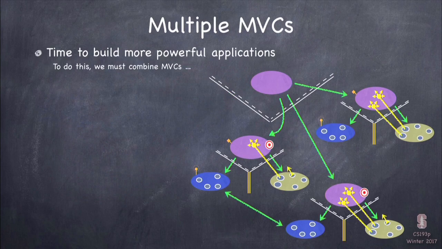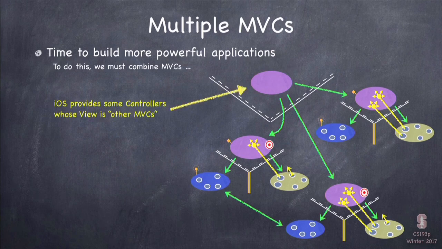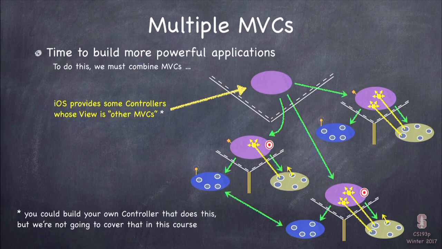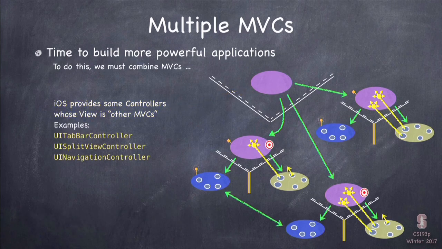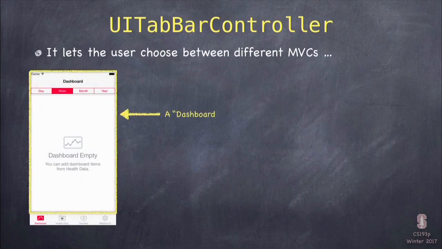Okay? We combine these MVCs using kind of, I don't want to say special because you could write your own, but built-in MVCs that come with iOS. And these MVCs are built using other MVCs as part of their view. So, yes, you can build your own. For example, here's the three that we do most of our building with, pretty much all of our building of multiple MVCs. There's the tab bar controller, a split view controller, and a navigation controller. So I'm going to go into detail here about how each of these controllers are controllers of MVCs whose view is other MVCs. Okay? So here's tab bar controller, for example.